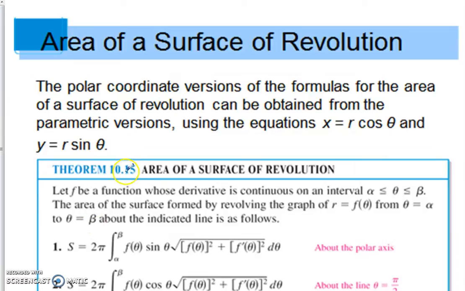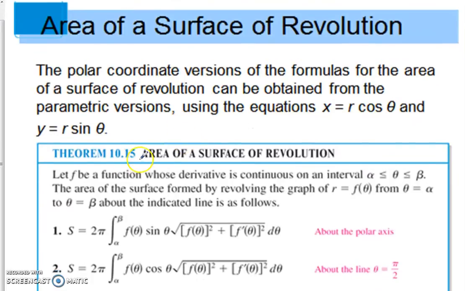All right, our final part for this section is talking about area of surface of revolution. And we've got parametric equations, x equals r cosine theta, y equals r sine theta. And here's our theorem and our formula. F is a function whose derivative is continuous. Area of surface formed by revolving this around r equals f of theta, from theta equals alpha to theta equals beta, about the indicated line, is as follows. And these look fairly complicated.